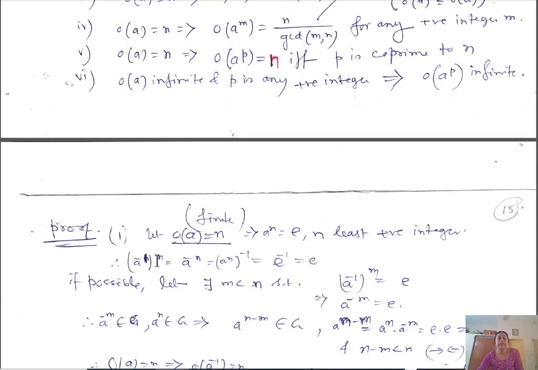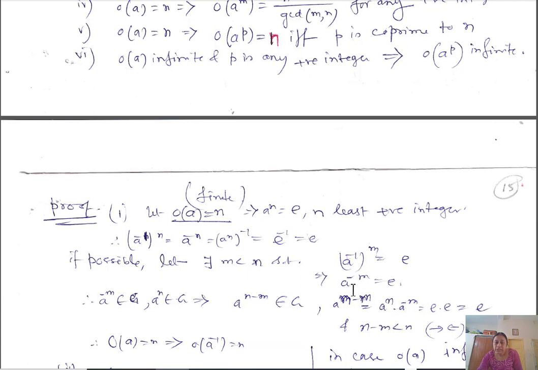Suppose this is not the case. There is some other positive integer m which is less than n, so that A inverse to the power m equal to e. If there exists some positive integer less than n for which A inverse to the power m equal to e, then what we get? We get this relation, and now you can see A to the power minus m belongs to G. A to the power n also belongs to G, right?